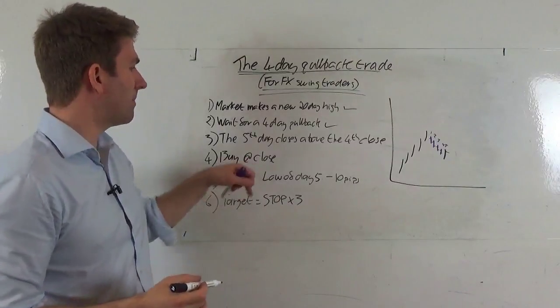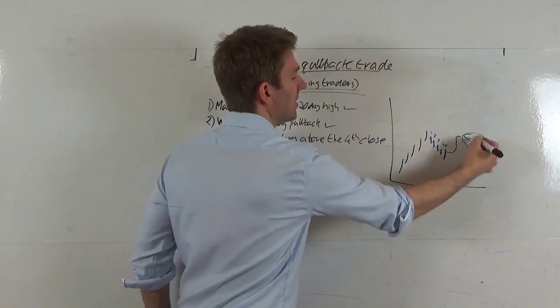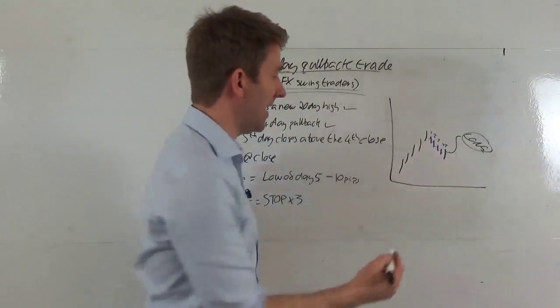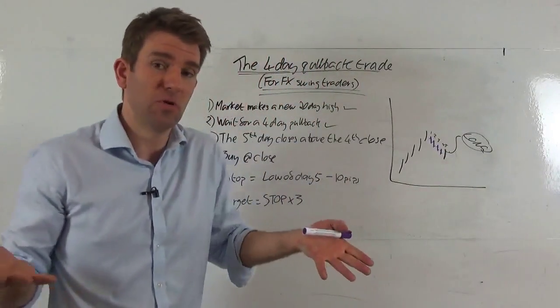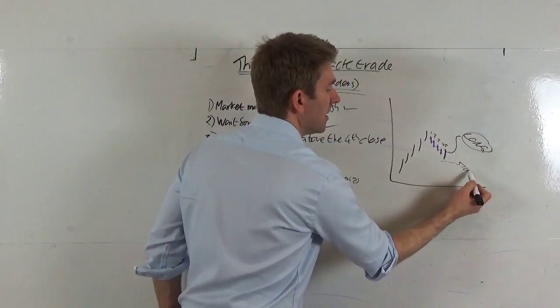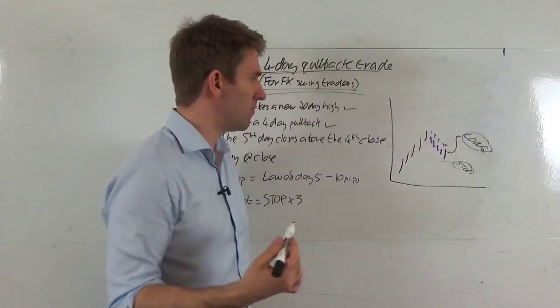How do we make the trade? We buy at the close of day 5. So there's our long there at the close. And we use a stop at the low of that day. So here, wherever that may be, it might be higher or lower depending on the market. Obviously, all markets are going to be different, but your stop is going to go here, minus 10 pips. So you're not going to just put it at the low, you're going to give it a 10 pip bit of movement here.